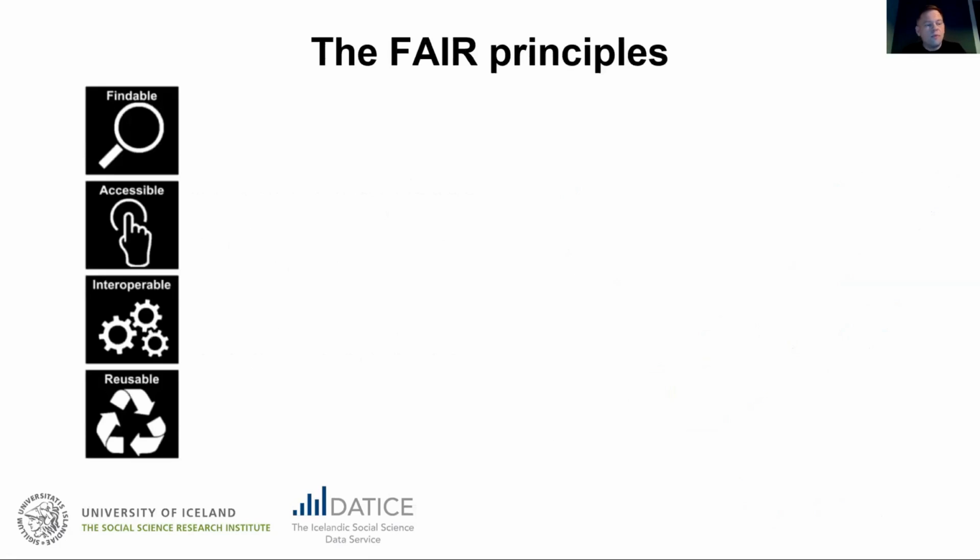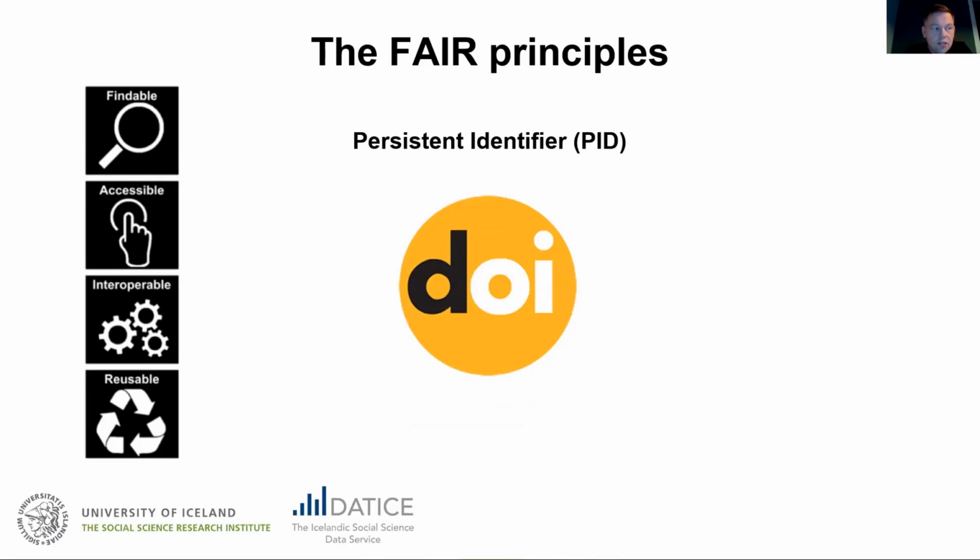One important guideline or principle, as we know, are the FAIR principles. One important aspect there is that we should have persistent identifiers, or PIDs, for our datasets in order for them to be findable or discoverable. And we chose to use DOIs as a persistent identifier for our datasets. Of course, that's a commonly used PID around the world.